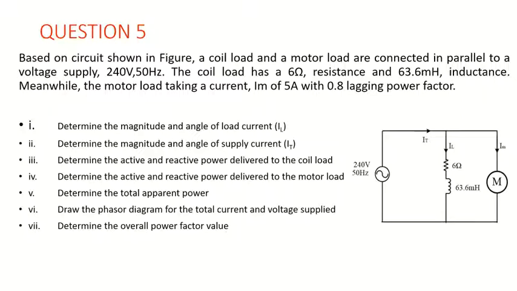The first question is to determine the magnitude and angle of the load current. The load current is the current flowing in your coil load, the first branch. Then determine the magnitude and angle of the supply current, which is the current flowing from your voltage source.